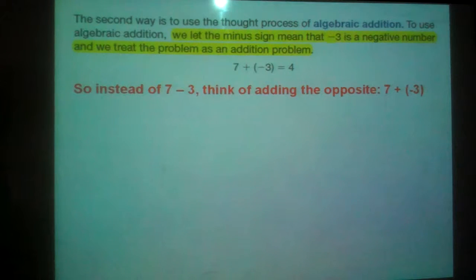Alright, so just one more time to think about it. Instead of 7 minus 3, think of adding the opposite, 7 plus -3. Alright, just want to make that clear.